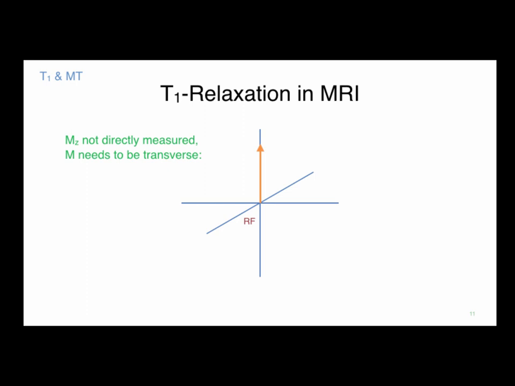So I'll talk a little bit about why this is interesting in MRI in general. The T1 describes the speed at which the longitudinal magnetization reaches equilibrium. In MR in general, of course, you cannot measure the longitudinal magnetization directly. It needs to be excited with an RF pulse. It brings the magnetization into the transverse plane.